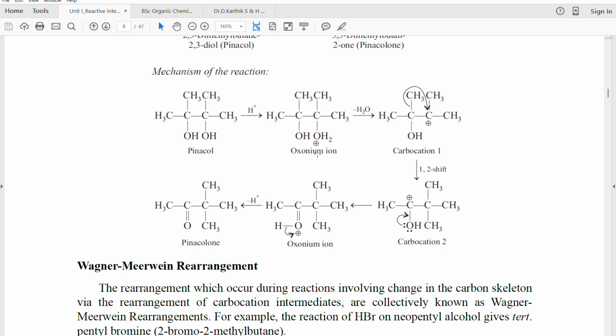Okay. So this involves a carbocation intermediate. So are you having any doubt? Is this clear?